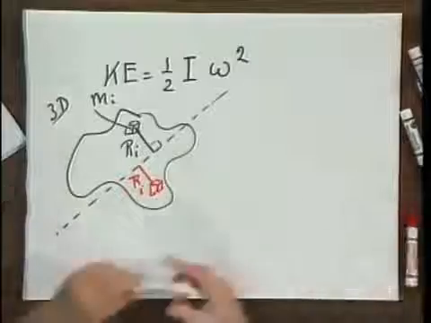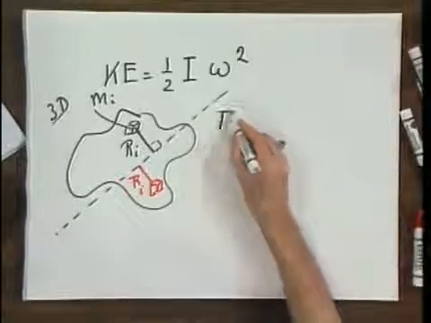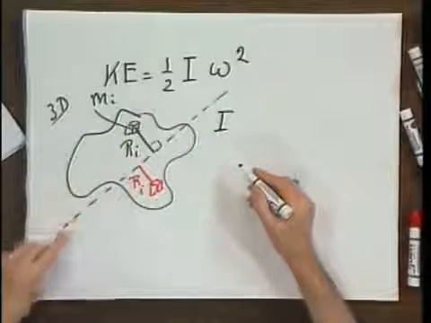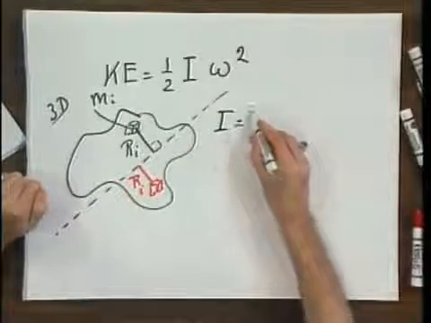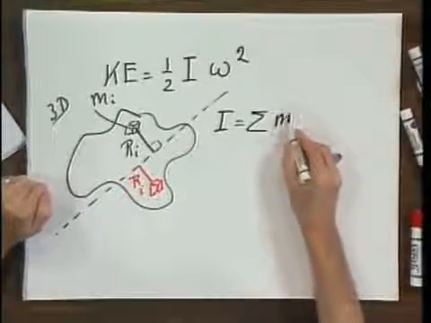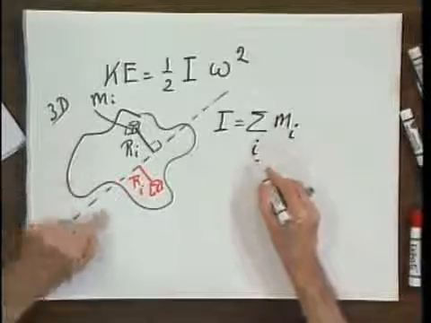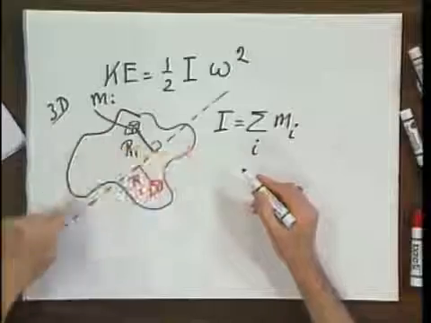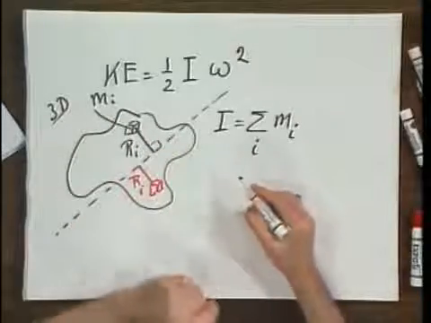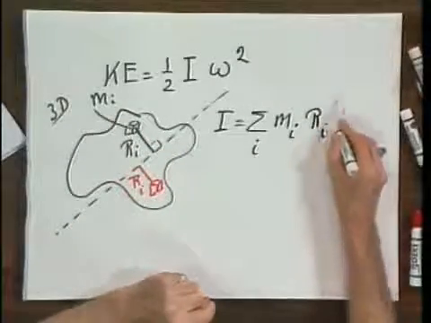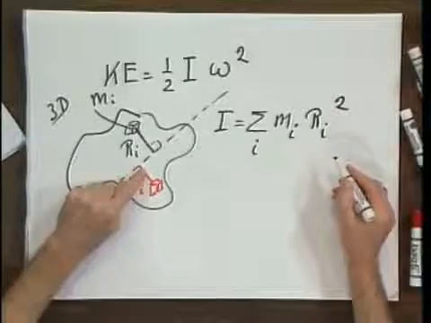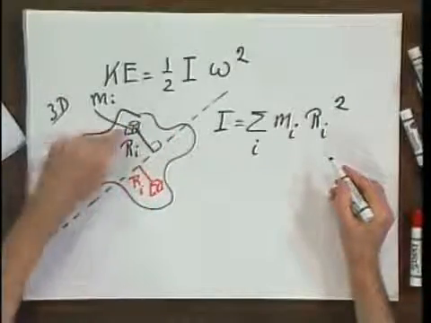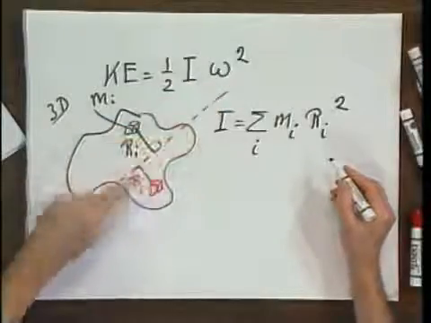And so the moment of inertia is now defined: I, the moment of inertia of rotation about this axis, is the sum of all these values for m_i integrated over the entire potato, the entire object, times r_i squared. And the r_i are the individual distances of these individual small mass elements to the axis of rotation.